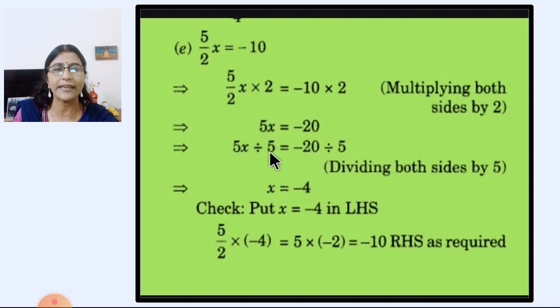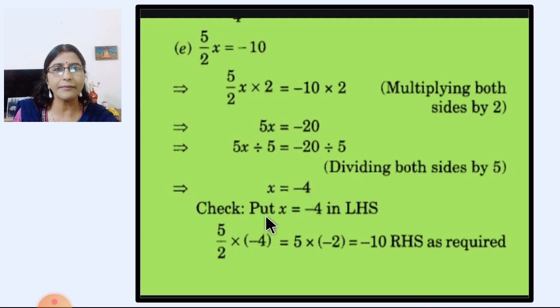So 5x divided by 5, and minus 20 also will be divided by 5. When you divide you will get x here, and minus 20 divided by 5. 20 divided by 5 is 4, and here it is negative, so the quotient will be negative.